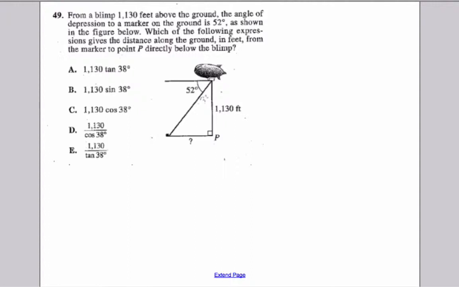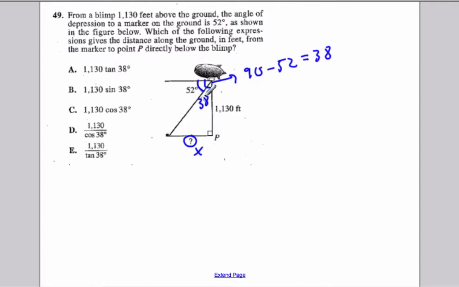It says, from a blimp 1,130 feet above the ground, the angle of depression to a marker on the ground is 52 degrees, as shown in the figure below. Which of the following expressions gives the distance along the ground in feet from the marker point P directly below the blimp? You see the little question mark here? They want us to solve for x. We know this angle is 52 degrees, an angle of depression. We know that this angle here is 90 degrees. So 90 minus 52 leaves us with 38 degrees. So this angle right here is going to be 38.